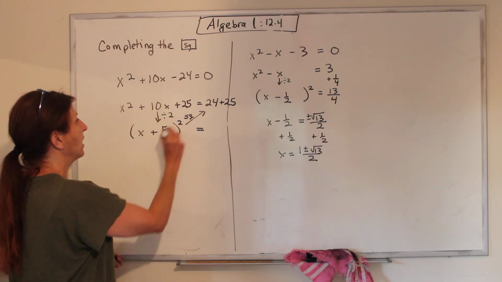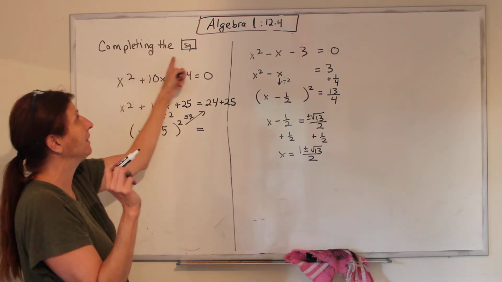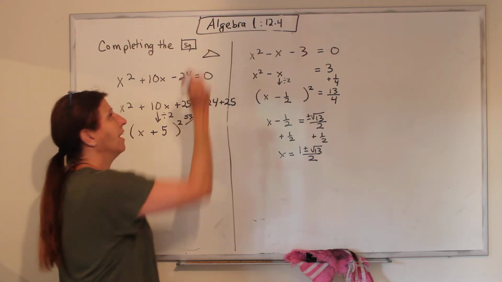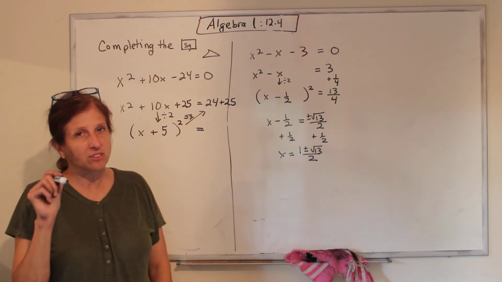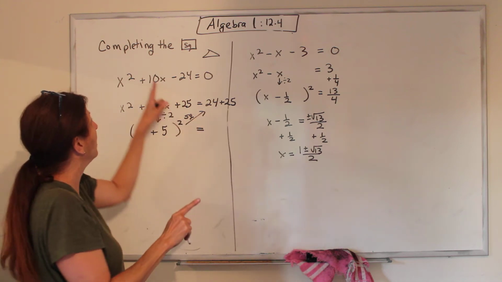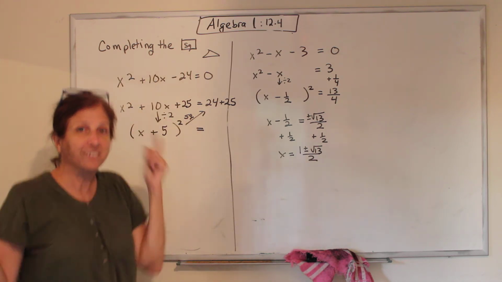See how this is a triangle? So it's the completing the square triangle. Okay, math jokes are few and far between, so you need to laugh at that. We're doing the completing the square triangle.